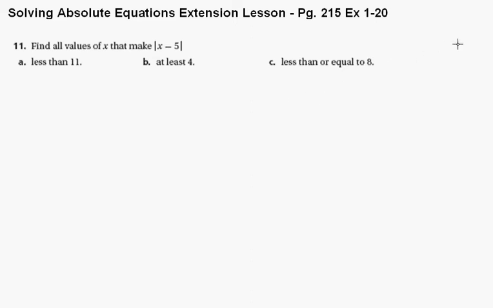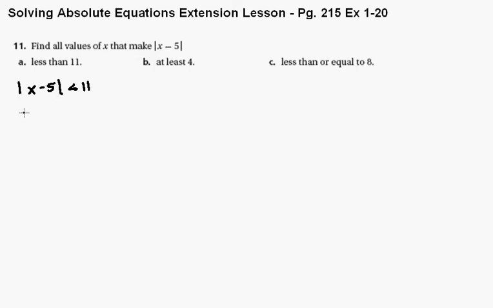Number 11, A, B, and C: find all values of x that make the absolute value of x minus 5 less than 11. So let's take a look at that. Knowing what we had learned from 9 and 10, I'm kind of curious to know what that would look like. Interesting.